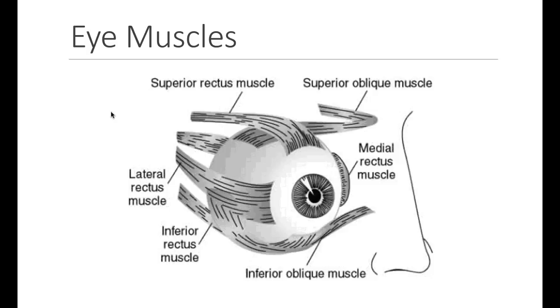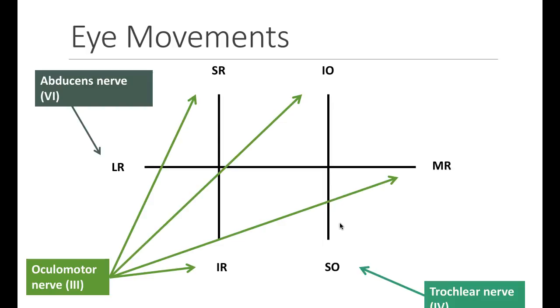Here is an illustration of the muscles that are attaching to the eyeball. As you can see, there are 6 muscles: the lateral rectus, the medial rectus, the superior rectus, the inferior rectus, the inferior oblique, and the superior oblique. And each of these muscles has a unique function.